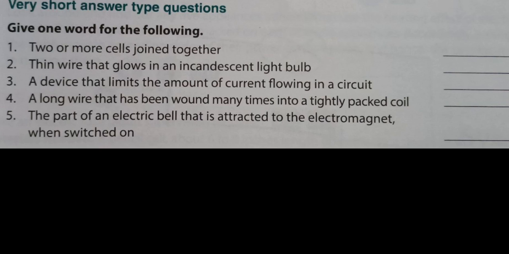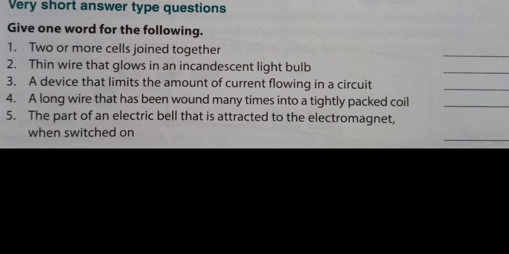Part 2, very short answer type questions. Give one word for the following. Number 1, two or more cells joined together. Answer is battery. Number 2, thin wire that glows in an incandescent light bulb. The answer is filament.